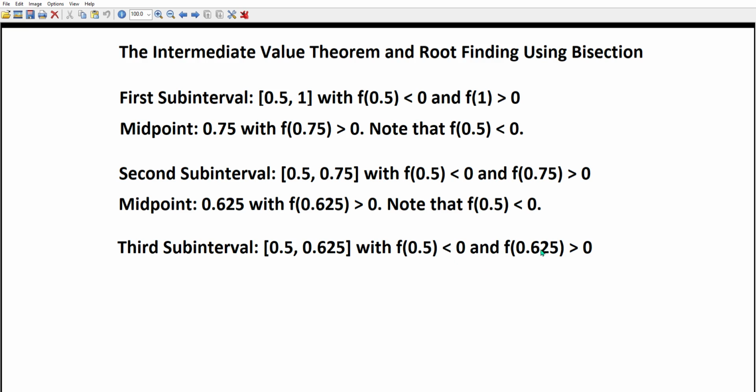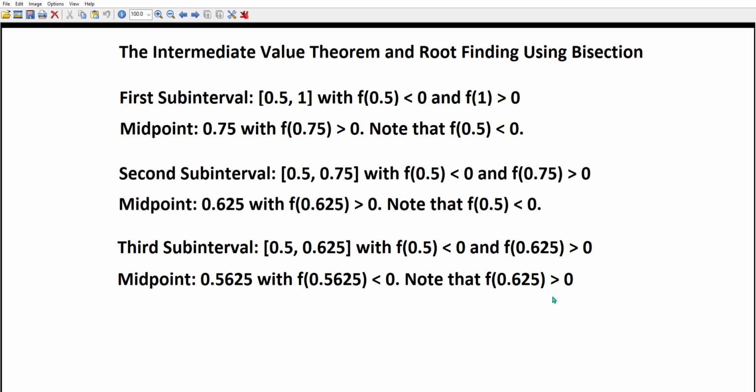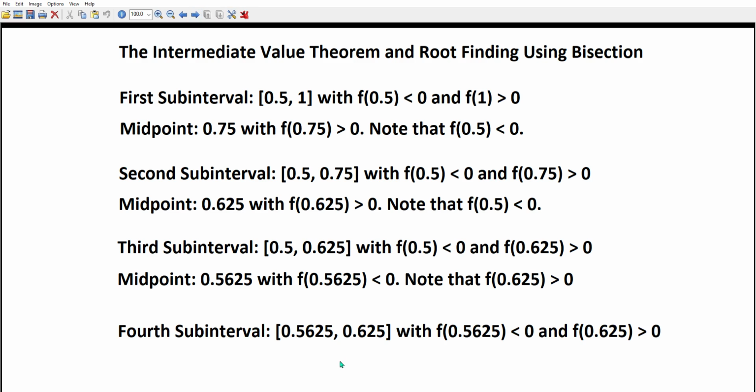Left-hand endpoint negative, right-hand endpoint positive. Root in there. Midpoint is 0.5625. We calculate the function value. It's negative. And finally, since the value at 0.625 is positive, we've got our fourth and last subinterval. Negative at the left-hand endpoint, positive at the right-hand endpoint. There's a root in there.